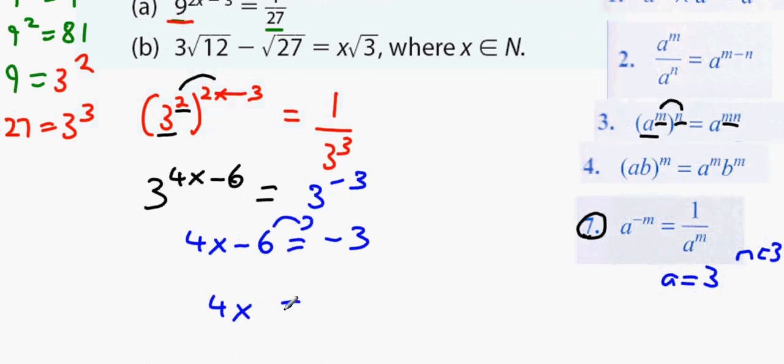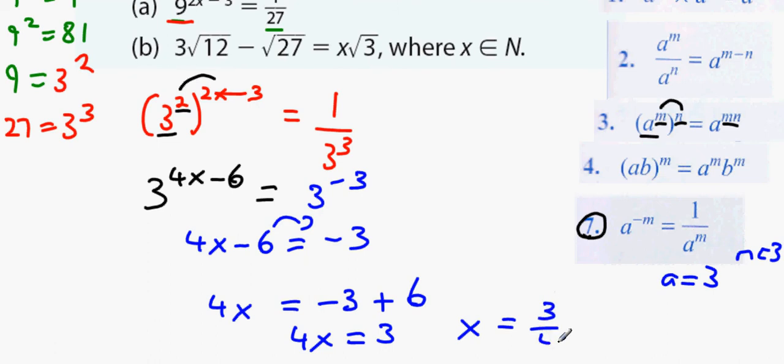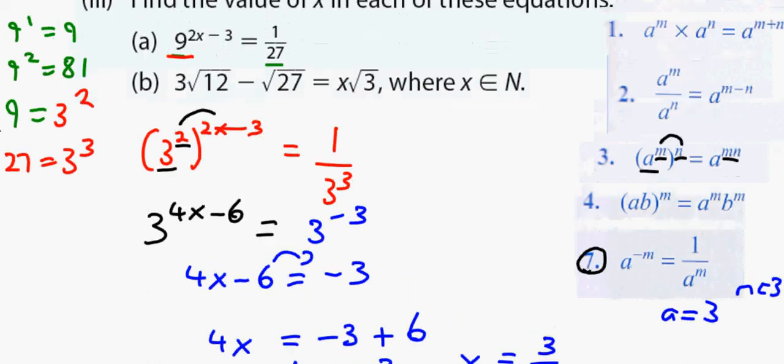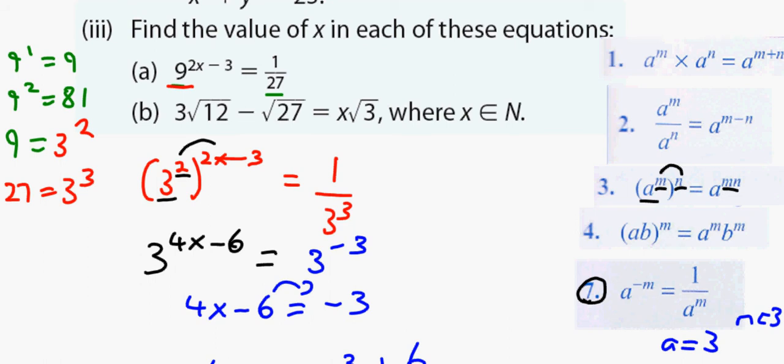And then we know that 4x equals 3. X must be equal to 3 over 4. Now, if you want to check your answer in a test, all you've got to do is put your numbers back in. So use your calculator to check this out. So we're going to have 9 to the power of 2x, so it's going to be 9 to the power of 2 times 3 over 4 minus 3. So put that into your calculator and see what it comes out as.